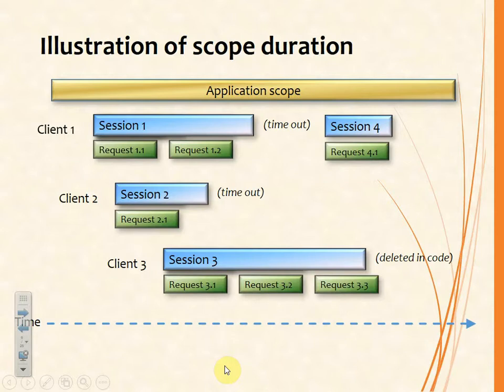Well, we can see also that client 1 has sent in a third request, but this was after the session timeout. So the request scope is created for this client, but it is essentially part of a new session. Therefore, a fourth session has been created in our application. So over time, that's how things progress. And we can see by the length of these various bars, the relative duration of each of those scopes.